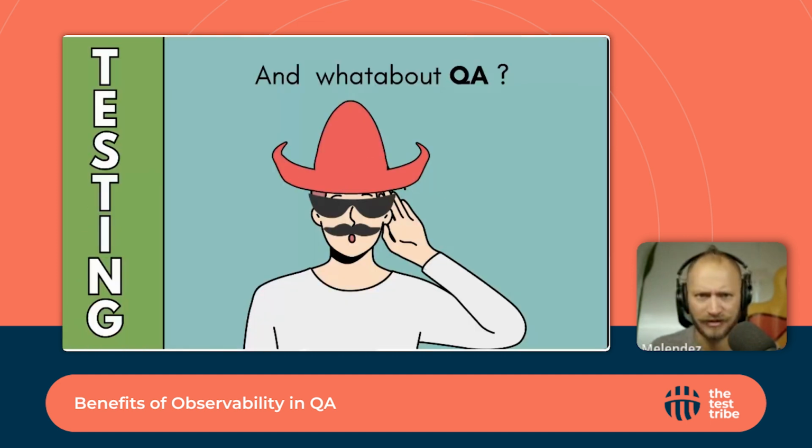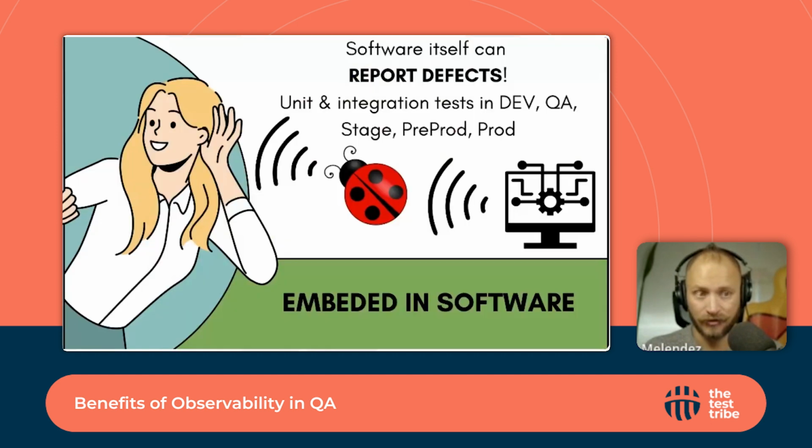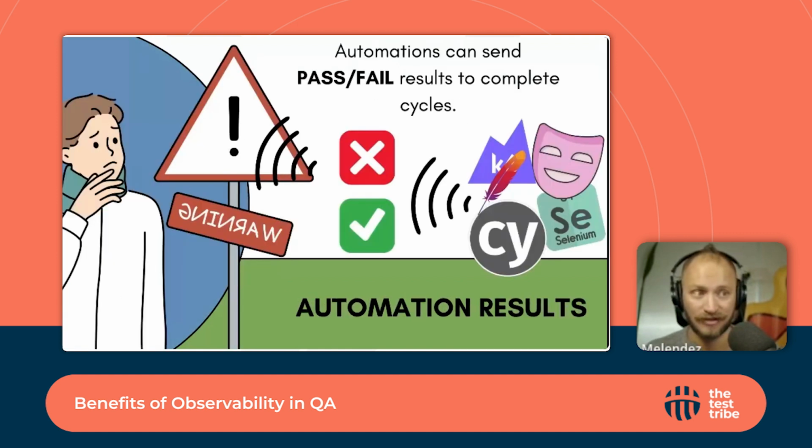And what about QA? Because I have been mentioning here and there the deal with QA, but what can I do? What is the deal with it? So there are so many uses that we can do. First, we can make our own software to report a defect. This is instrumenting unit tests, integration tests inside of our system. Our unit test should be part of the software that we have inside. If it's embedded in the software, we will know when something happens.